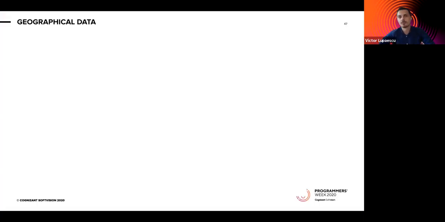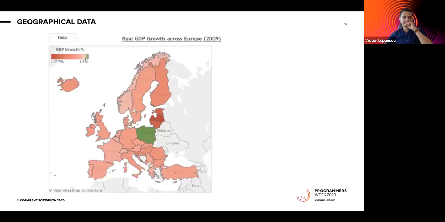Geographical data, more and more used nowadays. Best way of showing it is through a map. It really makes its purpose. I would definitely recommend maps whenever you have geographical data. It's much easier for the user to understand it.